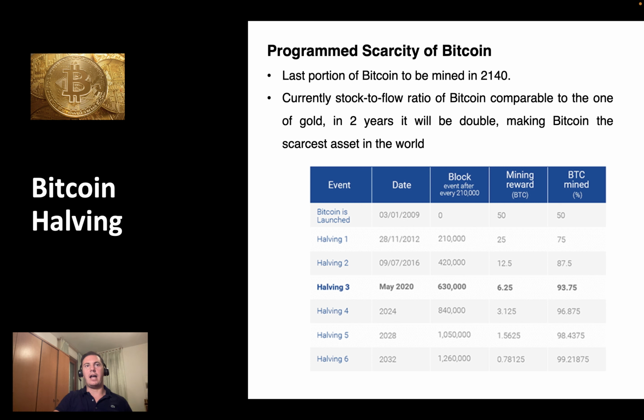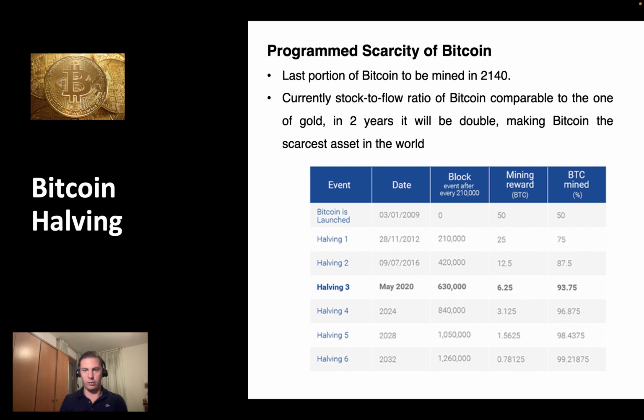At the moment, about 91% of all Bitcoins have already been mined. Only 9% is left to be mined. The last portion of Bitcoin will be mined in 2140. The scope of the halving is to increase the scarcity of Bitcoin over time, and that's why we have programmed scarcity. I say this just as a highlight.